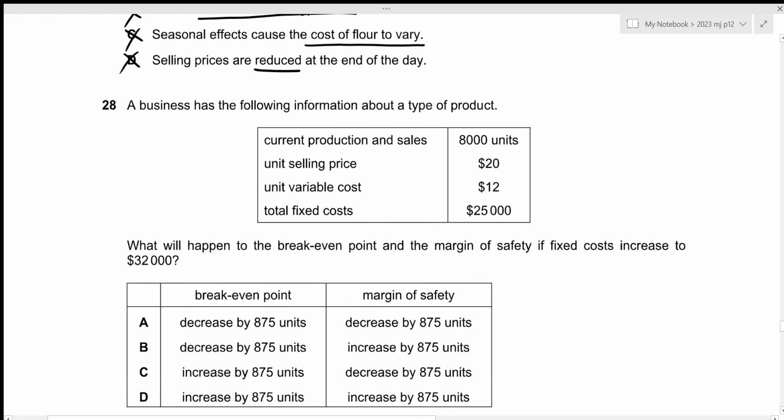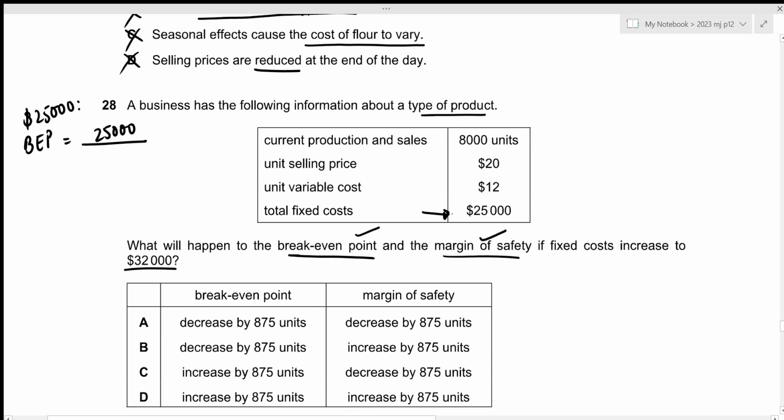A business has the following information about a type of product. We're given the current production and sales, we're given unit selling price, we're given unit variable cost, as well as the total fixed costs. What will happen to the break-even point and the margin of safety if fixed costs increase to 32,000? Okay, first we need to figure out the break-even point and margin of safety at this fixed cost. So for 25,000, let's figure out break-even point. That is just going to be 25,000, that's the fixed cost, divided by contribution per unit, and that will be selling price minus variable cost, which results in 8.